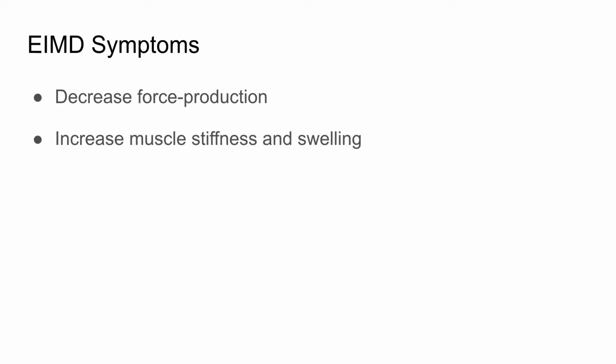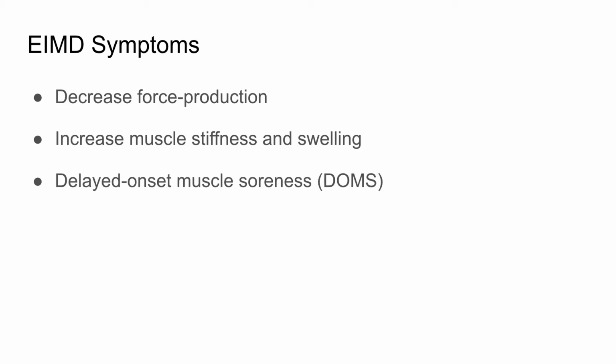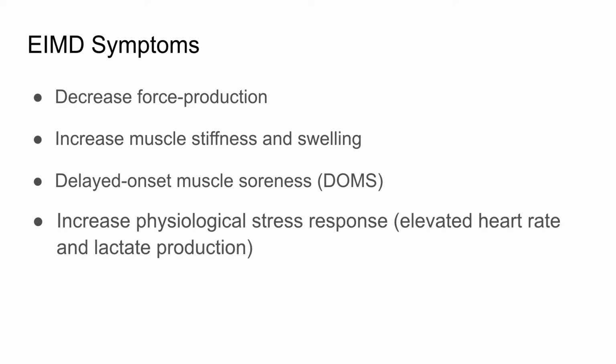The typical symptoms of exercise-induced muscle damage include a decrease in force production, an increase in muscle stiffness and swelling, a delayed onset muscle soreness, regularly referred to as DOMS, as well as an increased physiological stress response like elevated heart rate, extra lactate production, and an increase in inflammatory markers.